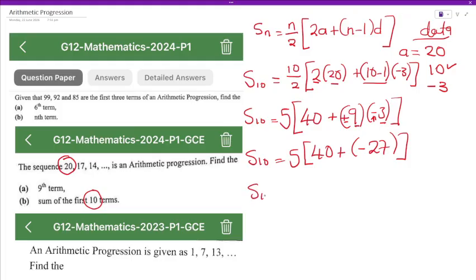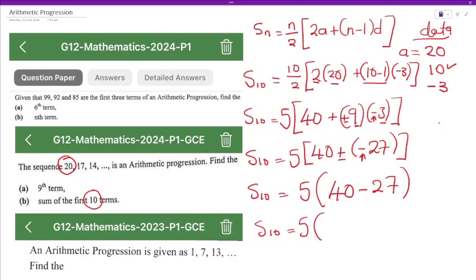Okay, the sum of the first 10 terms will therefore be equal to 5, open bracket, 40. Then we're going to say positive times this negative here, it's negative. The 27 comes outside the brackets. What is 40 minus 27? Okay, we now work it out.